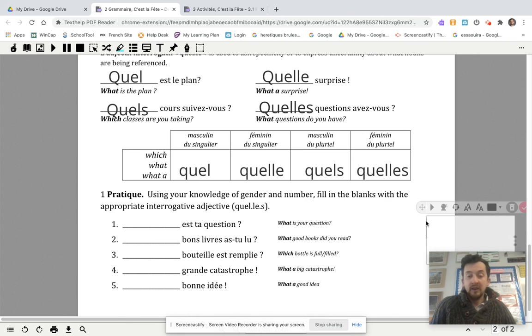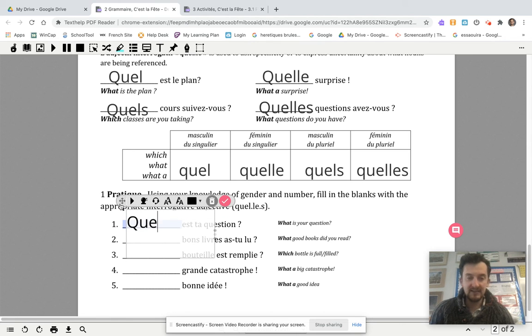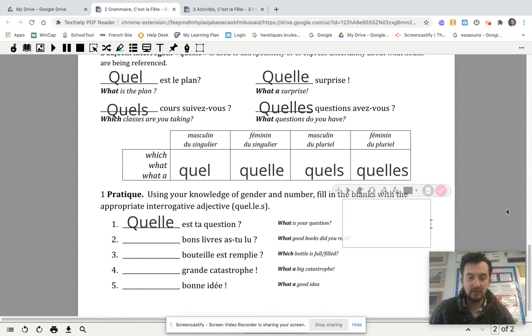So, using quel, what is your question? Notice that ta question is feminine, we know anyways because of the endings. Is it plural? No. Quelle est ta question? Easy. D'accord? So go ahead and do those for practice, and then you'll be able to check your answers in Google Docs.